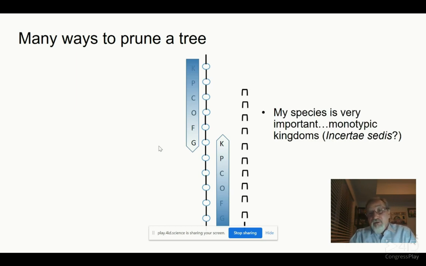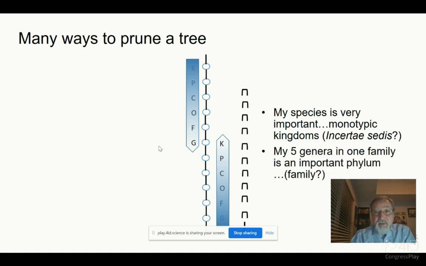So, my species is very important, and so it's a kingdom. These are nice things that make your local press happy and your university president happy, but doesn't really advance anything. And then we have 5 genera in one family, but you want it to be a phylum, so you insist on including a whole bunch of ranks that are totally unnecessary in order to make this seem more important.